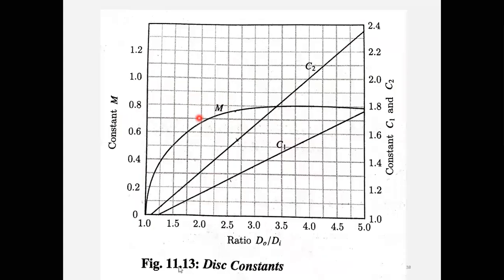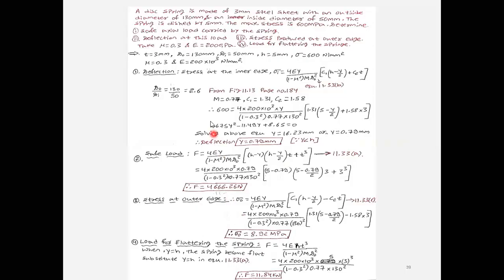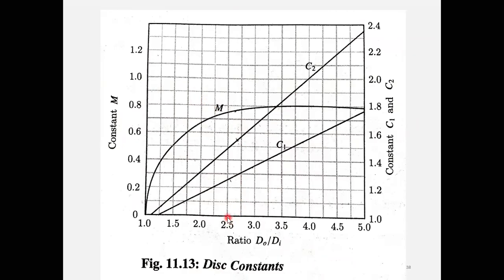Once you get this ratio, you need to open the data handbook, page number 188, figure 11.13. You should know why I calculate that ratio. If you don't know this ratio, then it's not possible to calculate the constants. What value are we getting? It is 2.6. This is 2.5 and this is 3, so this will be 2.75. Somewhere here we'll get 2.6. You just move vertically up.